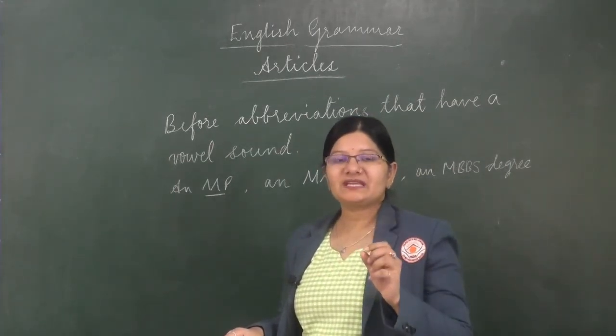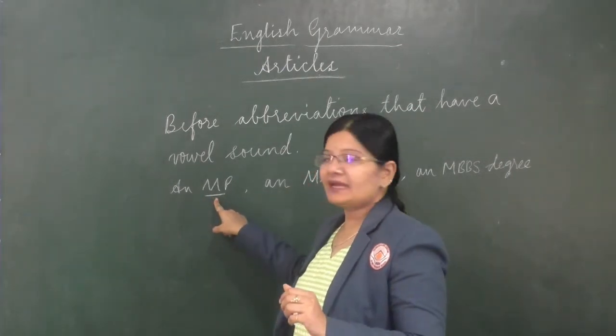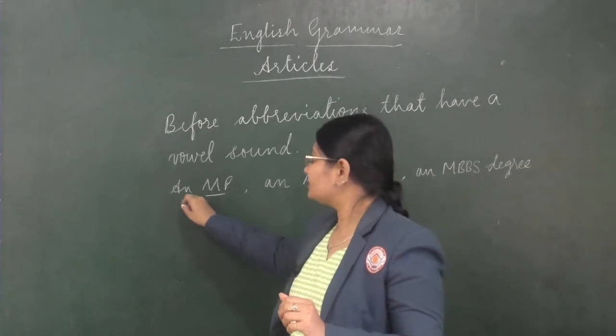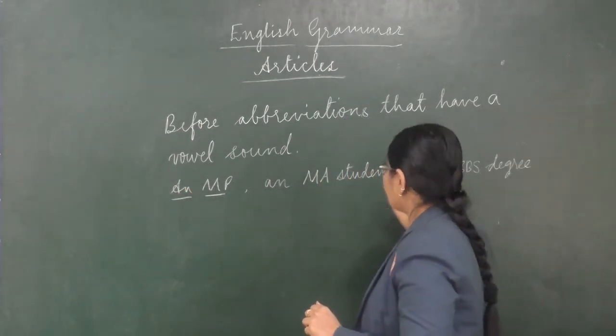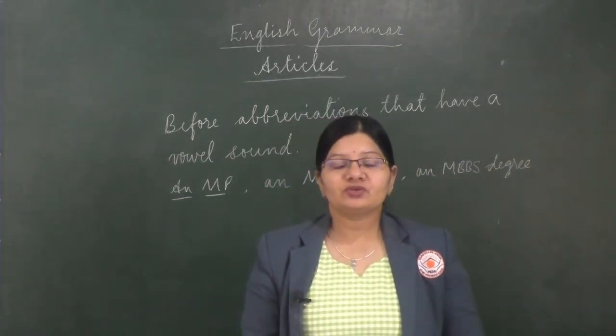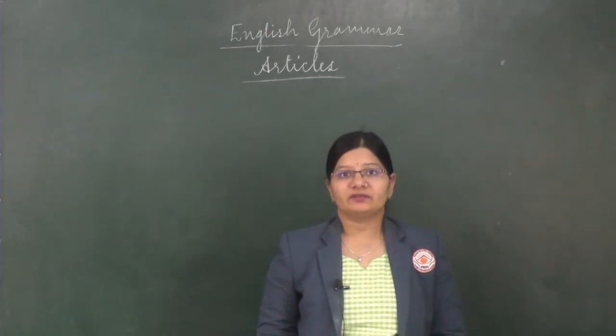So we have to always take care of the sound and not the letter. Here, when you are saying M-P, "a", that's a vowel sound, right? That's why we put the article "an". Then, an MA student, an MBBS degree. So kids, I hope you understood the usage of a and an. Let's begin with the usage of the.